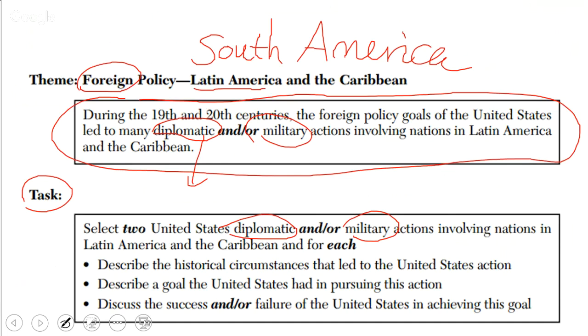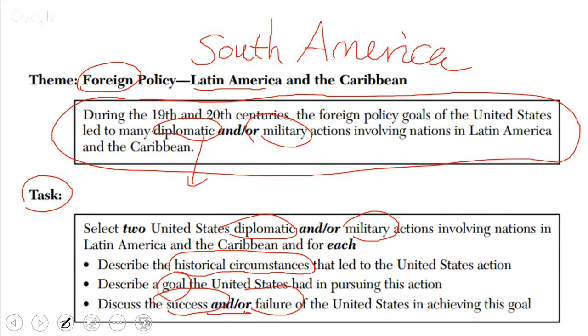The task is easy. They always want you to write down two things, two policies, either diplomatic, like foreign policy, or military action. And you need to describe the historical circumstances. Every time you hear me say historical circumstances, it means when, where, who, all right? It asks you to talk about the background. And then they want you to describe a goal, like the purpose. Why did America pass a policy? Or why did America do the military action?